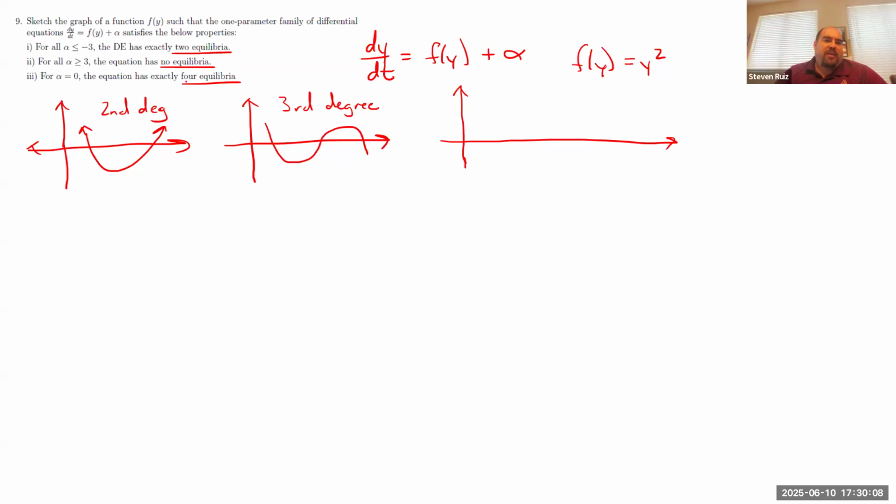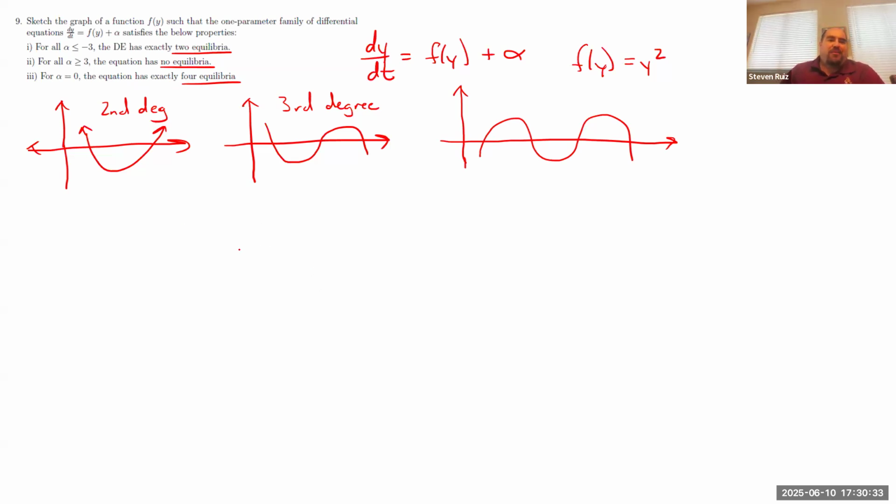Because I'm dealing with a situation where f of y can have 4 equilibria, I'm going to deal with something that is a 4th degree polynomial. That's what I'm going to try to work with. So let's play around with that.